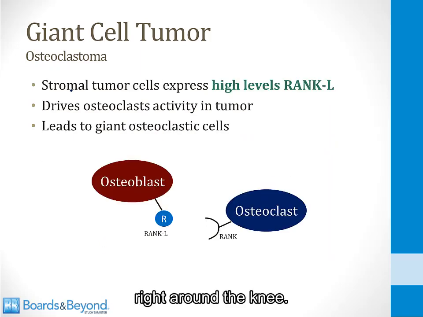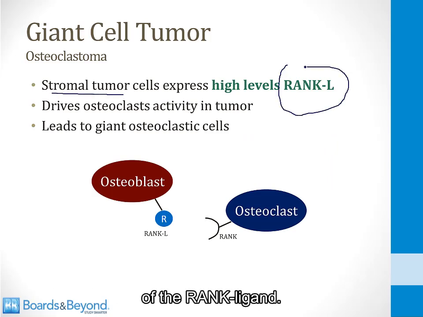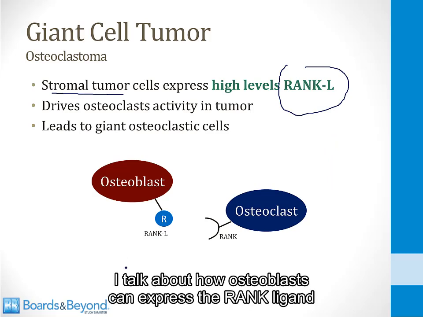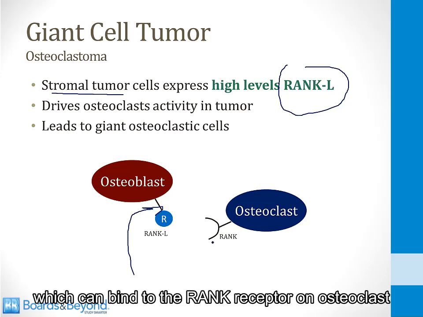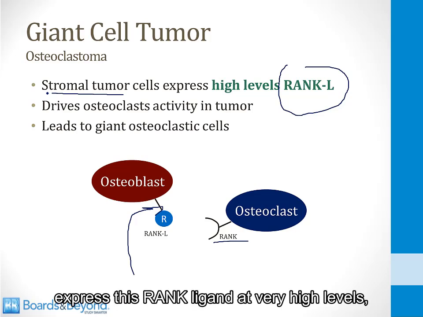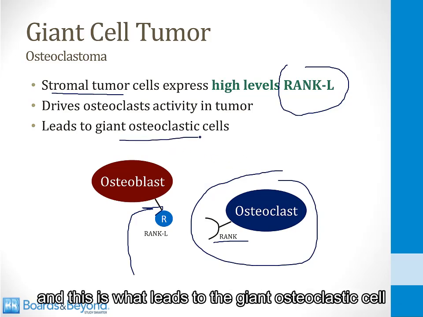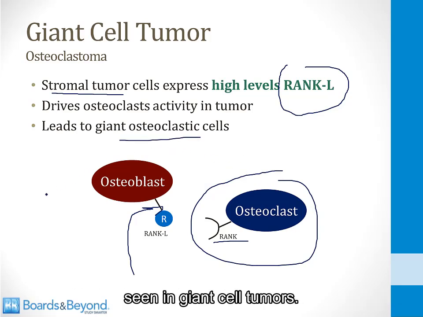What drives these tumors to grow is that stromal tumor cells express high levels of the RANK ligand. In the video on bone biology, I talk about how osteoblasts can express the RANK ligand, which can bind to the RANK receptor on osteoclasts to drive their growth. In giant cell tumors, the stromal cells, which are connective tissue cells, express this RANK ligand at very high levels, and this drives growth of the osteoclasts in the tumor, and this is what leads to the giant osteoclastic cells seen in giant cell tumors.